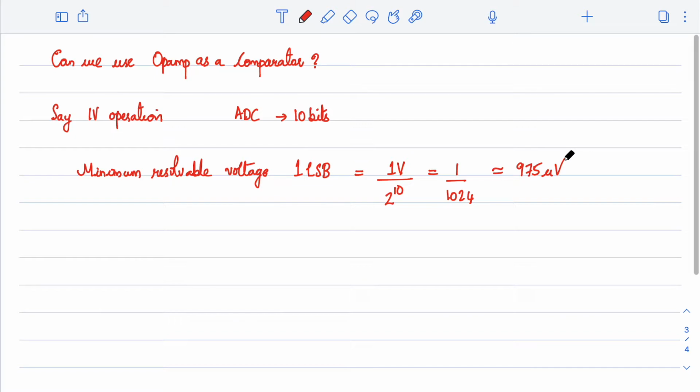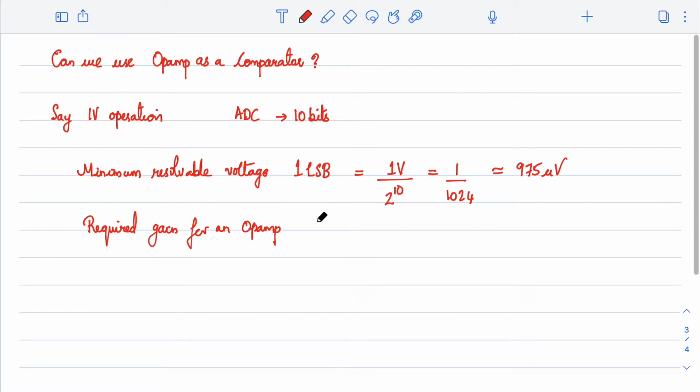Alright, so this is the minimum resolvable voltage if you work with a 1 volt power supply with a 10 bit ADC. Now, say for example, I just want to use an op-amp for the comparison operation, and I look at the gain requirement of an op-amp. What will be the required gain? Can you tell me what will be the required gain for an op-amp?